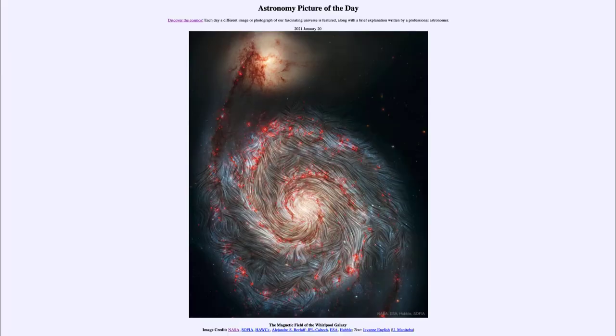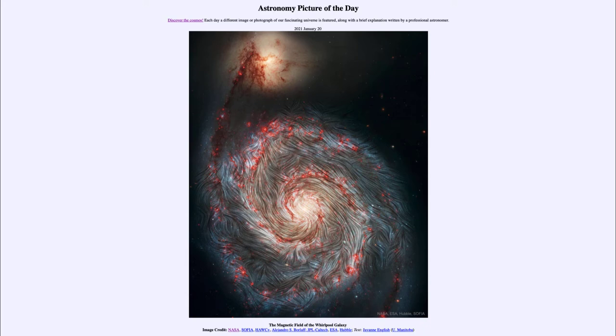One of the things that I like to do in each of my introductory astronomy classes is to begin the class with the astronomy picture of the day from the NASA website, apod.nasa.gov/apod. And today's picture for January the 20th of 2021, well, it is titled The Magnetic Field of the Whirlpool Galaxy. So what do we see here?